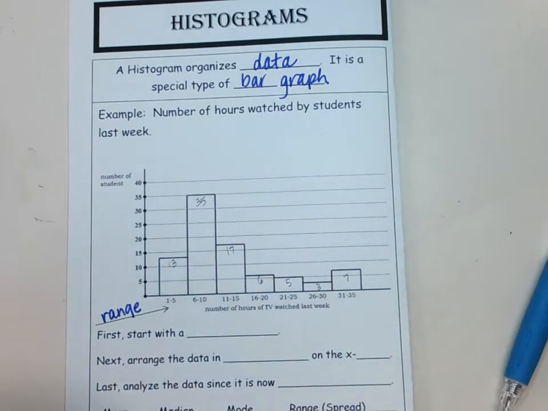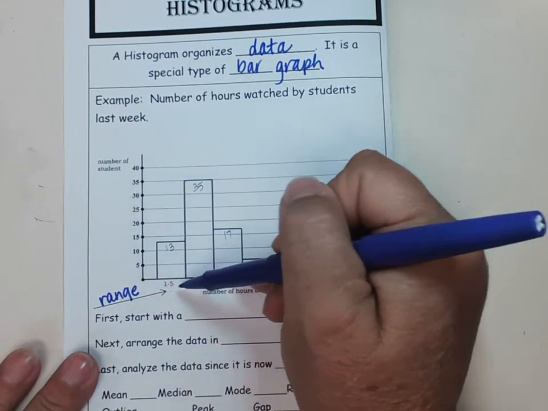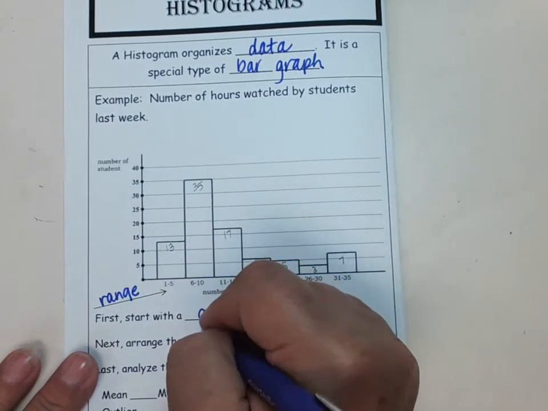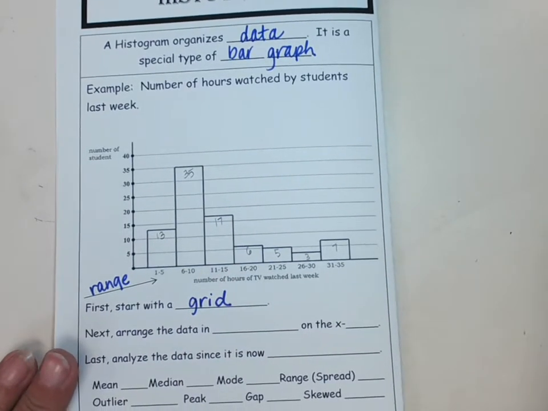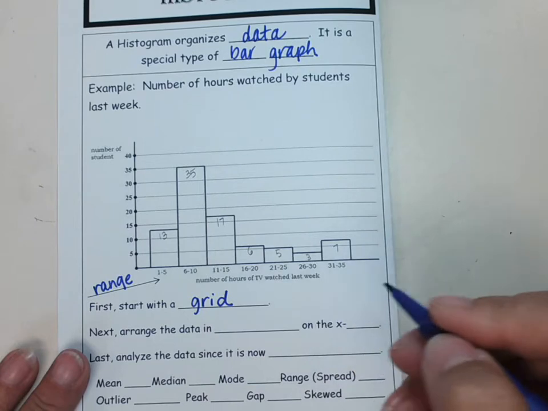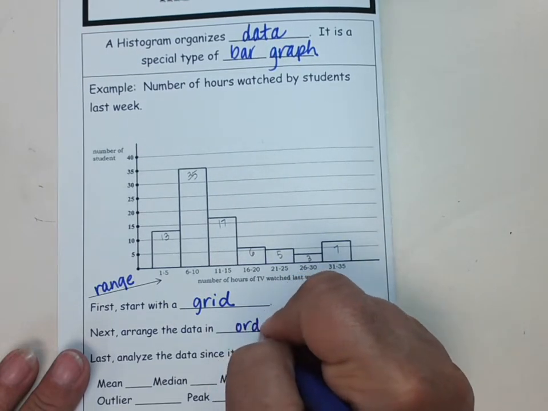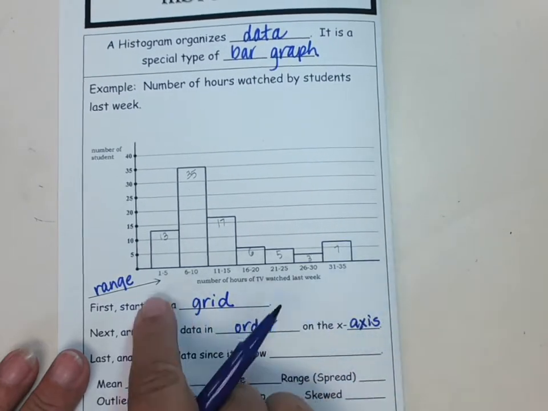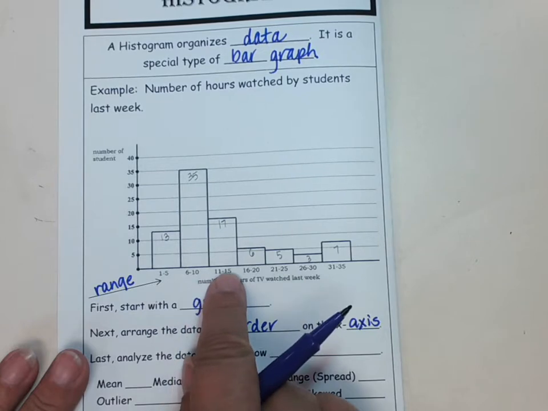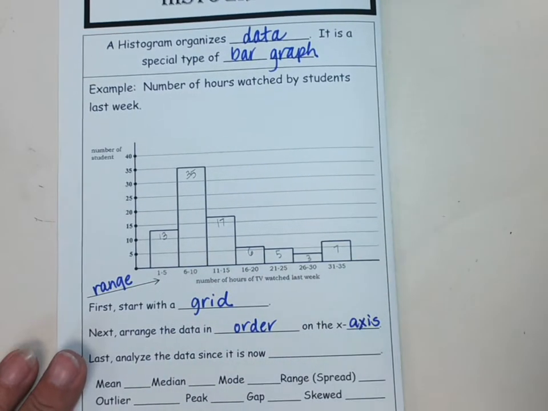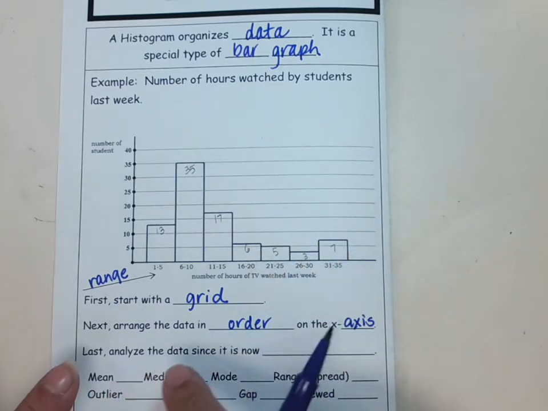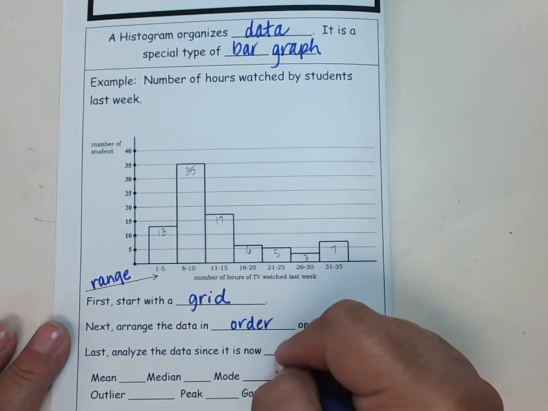Okay, so with the histogram, just like a bar graph, you start with, let me know what this is called. It's a grid. Okay, and you arrange the data in order on the x-axis. Okay, so it's like 1 to 5, 6 to 10, 11 to 15. They're going in order from little to big. Okay, and then they touch. We know how it is, so we're going to analyze the data because it's organized.